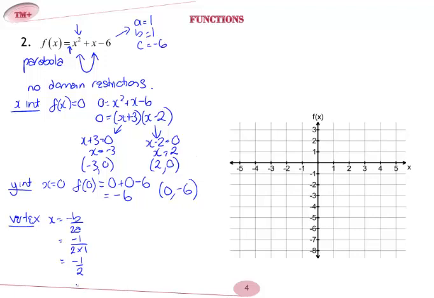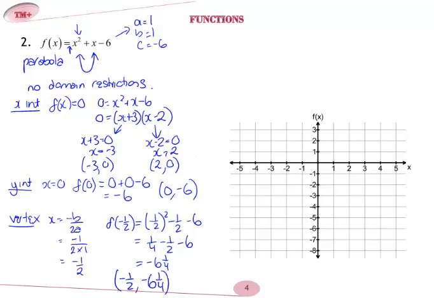That's my first coordinate, and then I plug it into my original function. So f(-1/2) is going to be (-1/2)² - 1/2 - 6. Negative a half squared is a quarter, minus a half, minus 6, and that gives me -6 and a quarter. You can convert it to an improper fraction, but this is going to help me for graphing. So my vertex is (-1/2, -6.25). Note, before when I was doing the plotting, I said the vertex was at -0.5.